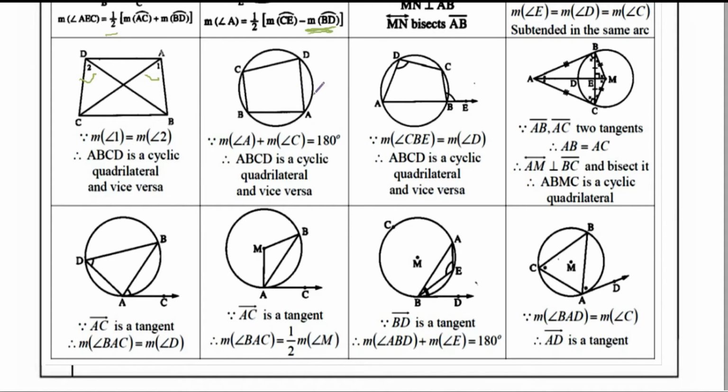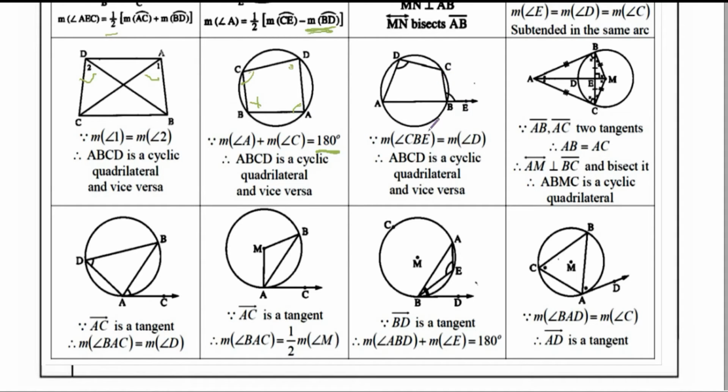The second case, each two opposite angles of the cyclic quadrilateral are supplementary. So the measure of the angle A plus the measure of the angle C equals 180. Also the measure of the angle B plus the measure of the angle D equals 180. If you find two opposite angles of a quadrilateral are supplementary, so the quad is cyclic, and vice versa.